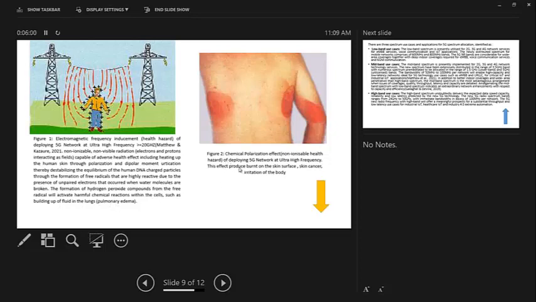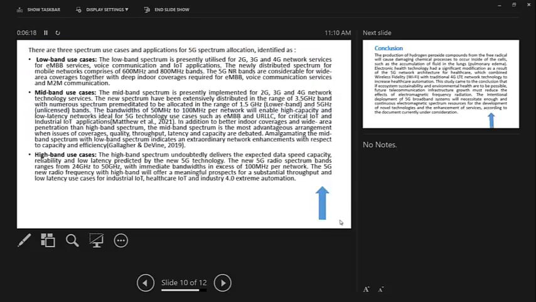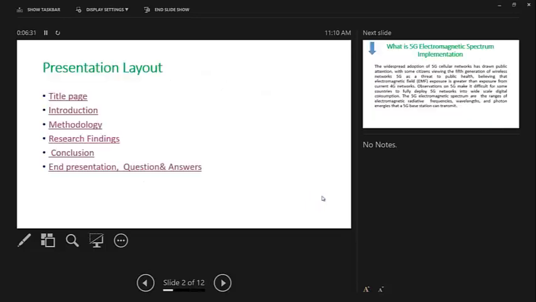Figure 2 is the chemical polarization effects, non-ionizable health hazard of deploying 5G networks at ultra-high frequency. This effect produces burns on the skin surface. It causes skin cancer, irritation of the body. So there are 3 spectrum use cases and application for 5G spectrum allocation identified as low band use case, the mid band use case, and the high band case.